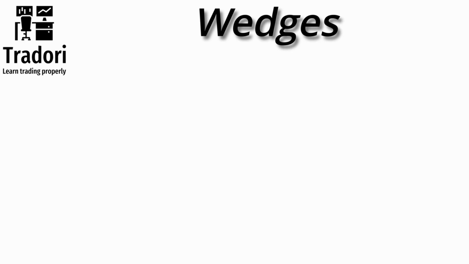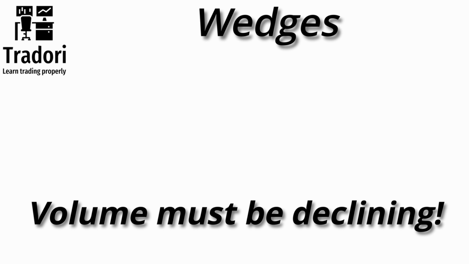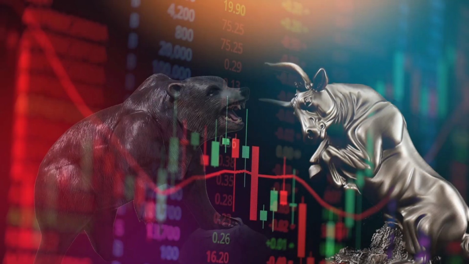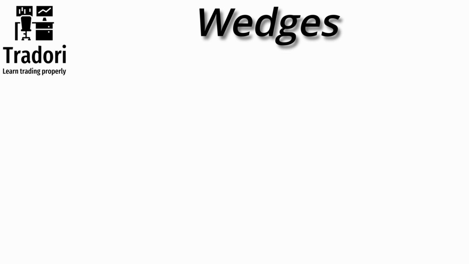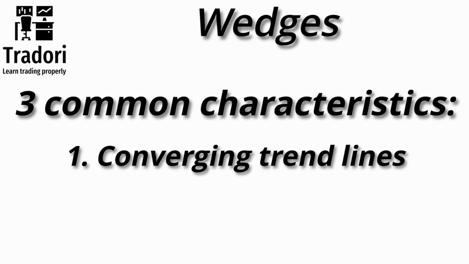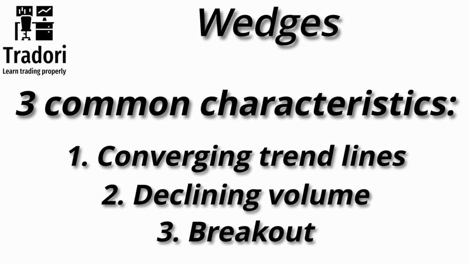There must be a decline in the volume as the pattern starts developing, as the trend starts to reverse, because fewer and fewer traders are participating in the market. A wedge pattern can signal either bullish or bearish price reversals. In either case, this pattern holds 3 common characteristics. First, the converging trend lines. Second, a pattern of declining volume as the price progresses through the pattern. Third, a breakout from one of the trend lines.